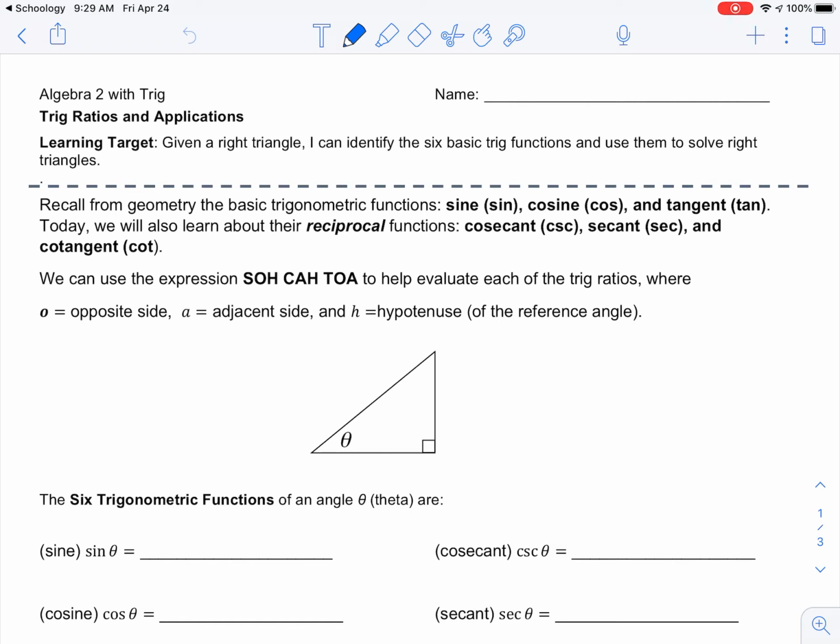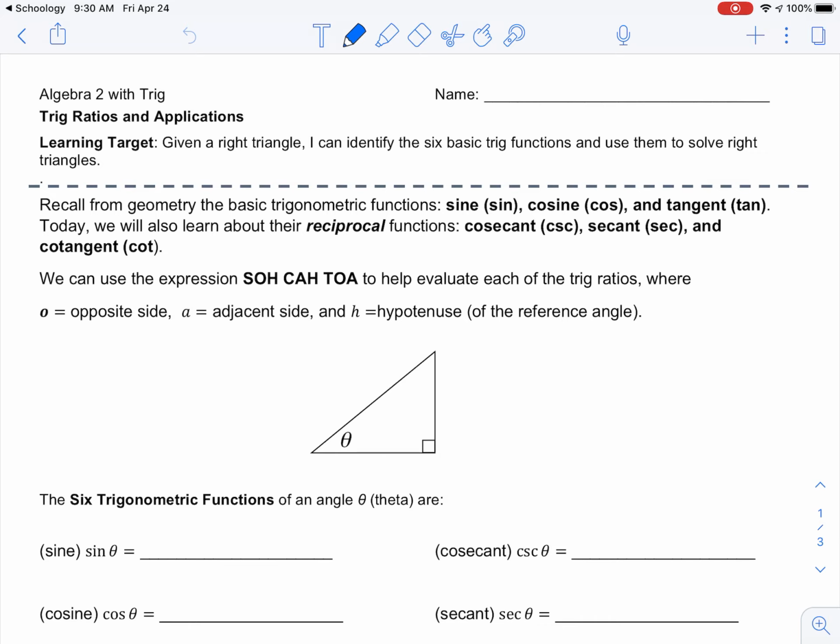So in geometry, you learned about the basic trig functions. Sine, which we label sin, not pronounced sin. Please don't do that next year, say sin. The cosine, which we label as cos, and the tangent function, tan. We also study the reciprocal functions as well, and we're going to introduce those to you today. There is the cosecant function, labeled CSC, the secant function, labeled SEC, and the cotangent function, labeled COT.